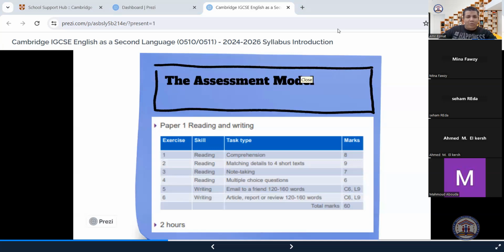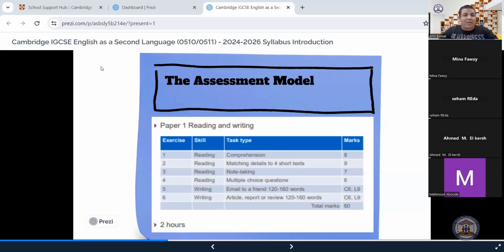How can we get authentic material? Through the school support hub, but it is classified for the teachers of IG, and also from other websites that I will tell you about at the end of this session.